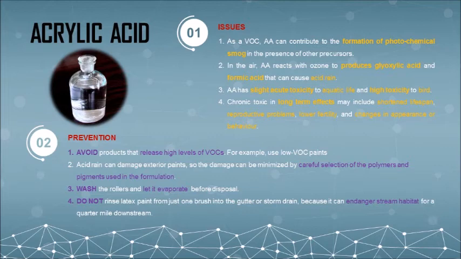The chronic toxicity, or long-term effects, may include shortened lifespan, reproductive problems, lower fertility, and changes in appearance or behavior. So, the solution for these issues is to avoid products that release high levels of VOCs, for example, use low VOC paints. Acid rain can damage exterior paint. This damage can be minimized by careful selection of the polymers and pigments used in the formulation. After painting, wash the rollers and dry them before disposal. And most importantly, do not rinse latex paint into the gutter or storm drain, because it can endanger stream habitat for a quarter mile downstream.